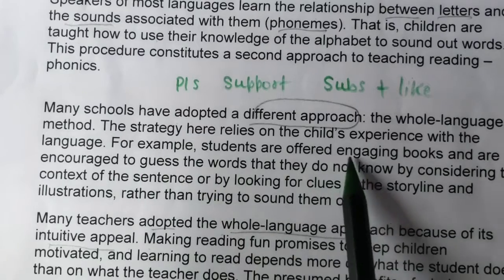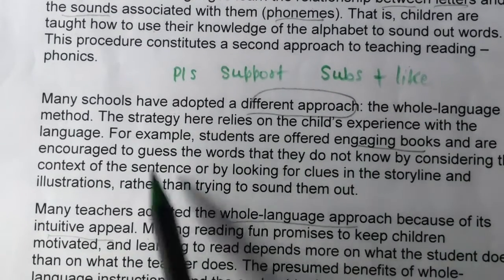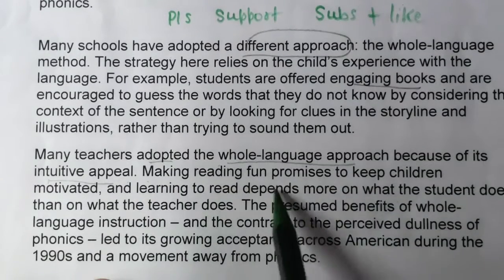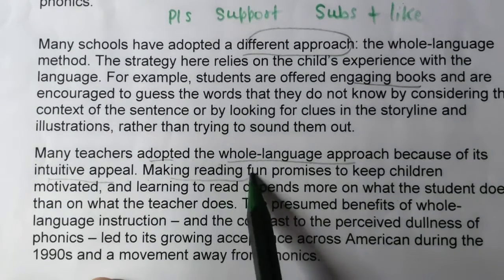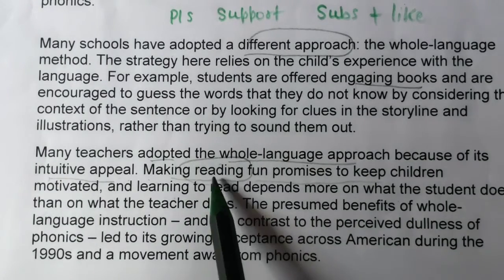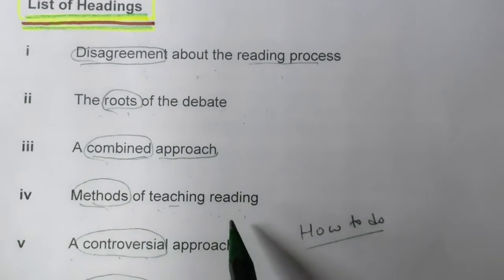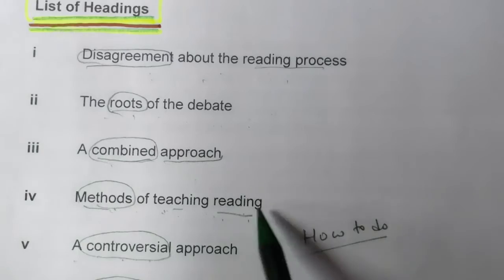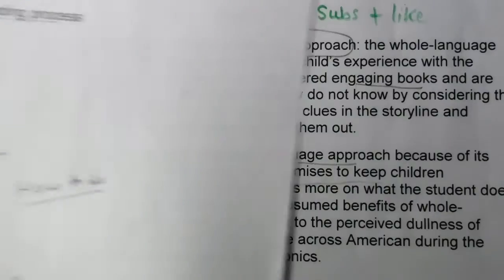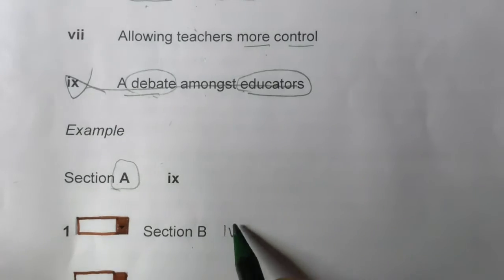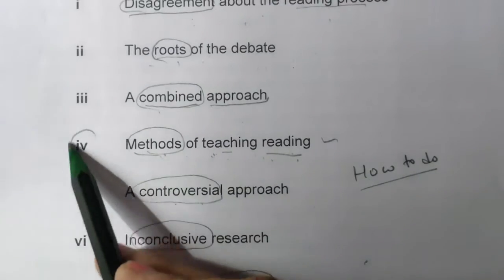Here you can read that child experience engaging books makes reading fun and promises to keep children motivated and learning. So this is about reading, but of course the reading passage is about reading. So methods of teaching reading we can match with section B. Section B we will just match with 4th number. Now this we have selected.